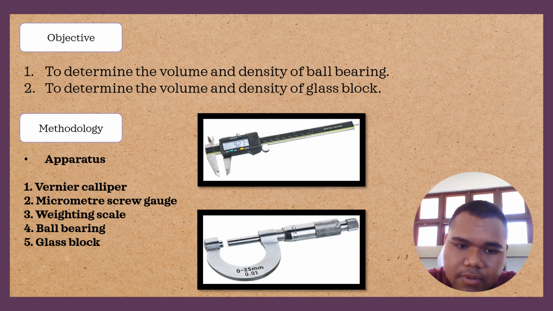For this experiment, there are two objectives. The first one is to determine the volume and density of a ball bearing. The second is to determine the volume and density of a glass block. Under methodology for the experiment, for the apparatus, we have five apparatus. The first one is vernier caliper, second micrometer screw gauge, third weighing scale, fourth ball bearing, and the fifth is the glass block.